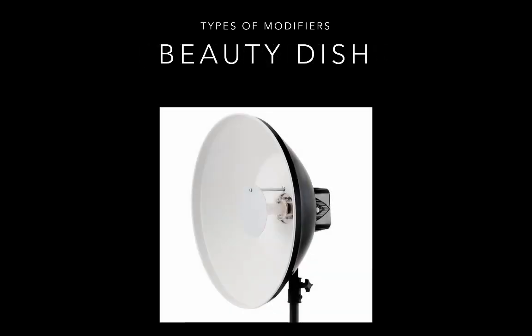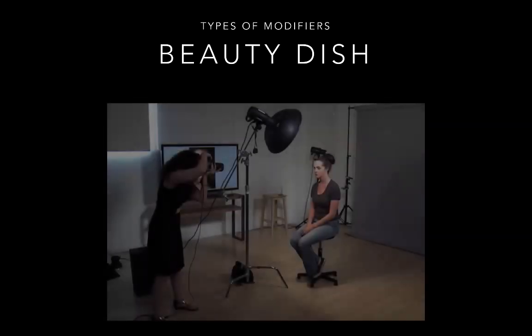Beauty dishes. This is a popular modifier for many photographers, and the reason is it has a very particular quality of light. It controls the light very well. You can have silver, you can have white, which this particular one is, you can have gold, you can have combinations of these. Some people will paint them colors or use gels inside of these to give a different look. But beauty dishes are used a lot in beauty photography because they're generally set right above.